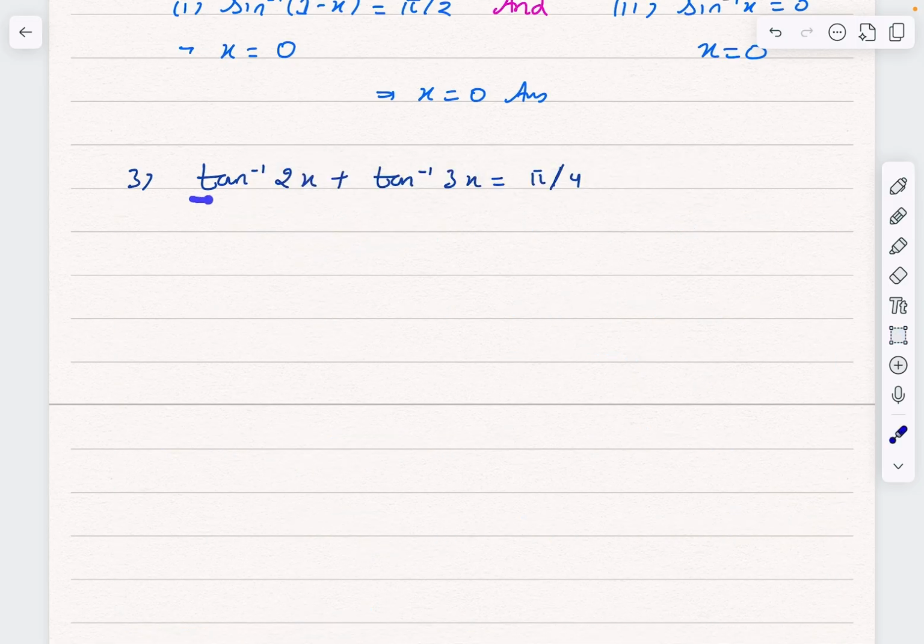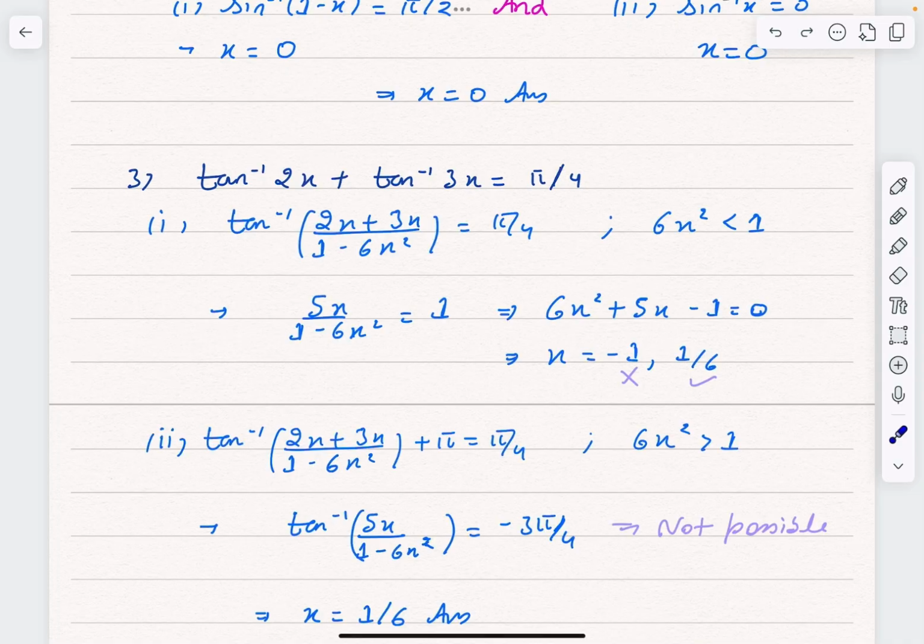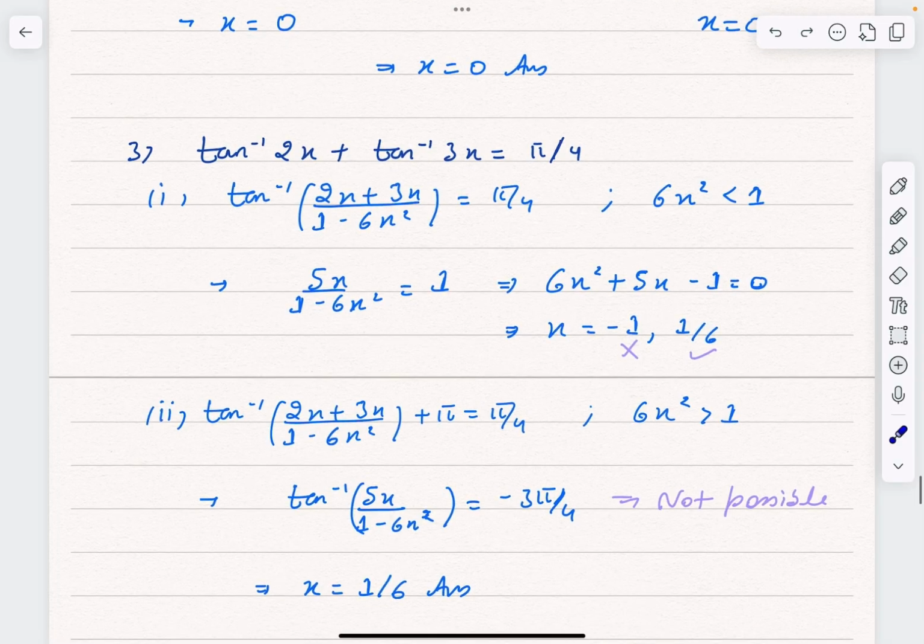We have tan inverse of 2x plus tan inverse of 3x equals pi by 2. Give it a try. Let's start the discussion now. The answer for this problem is only 1 by 6.